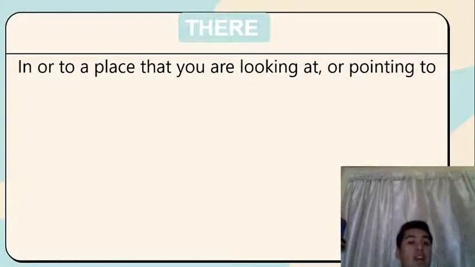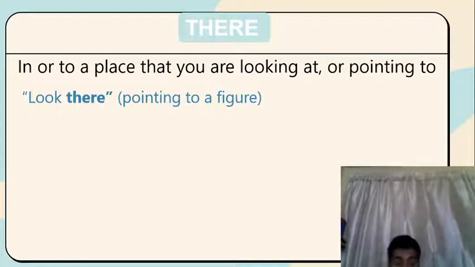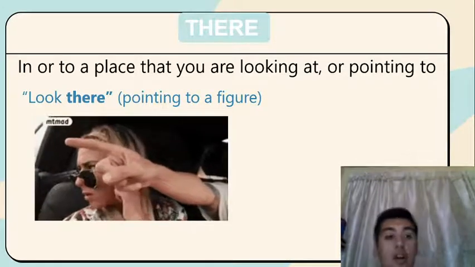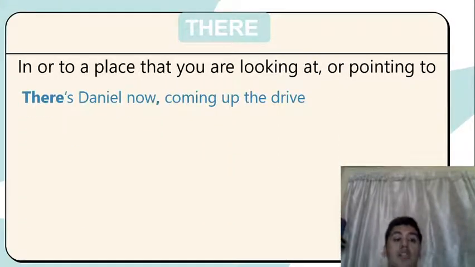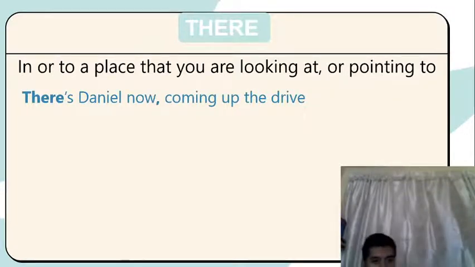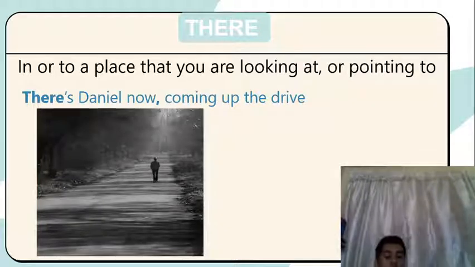Now, what about there? In or to a place that you are looking at or pointing to. Let's see an example. Look there, pointing to a figure. There's Daniel now, coming up the drive. You see, he is far away from me. Well, maybe he is not that far, but he is not near to me. That is the difference, near and far.